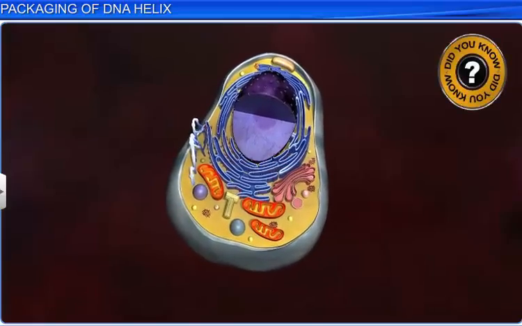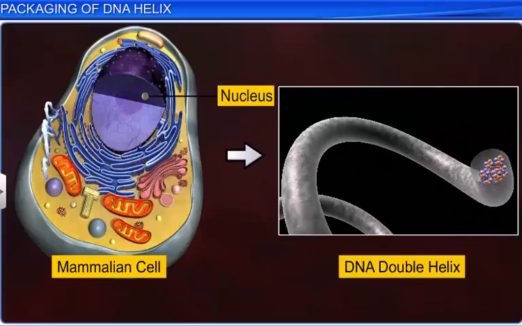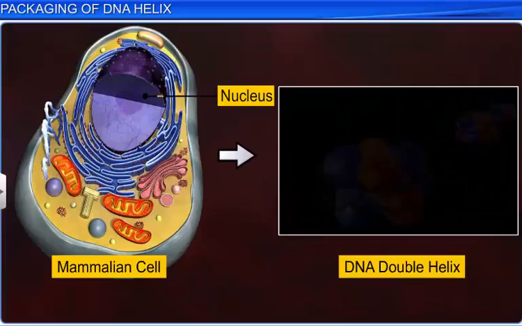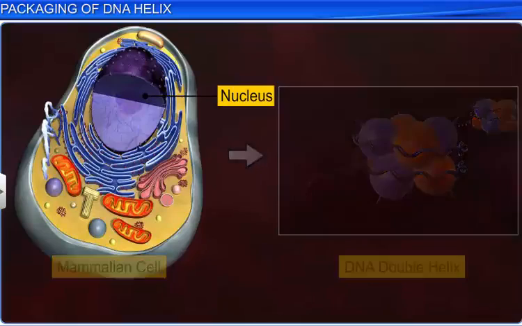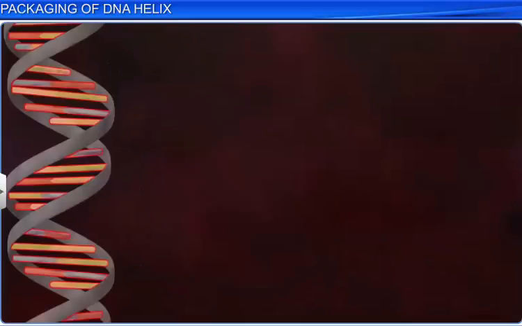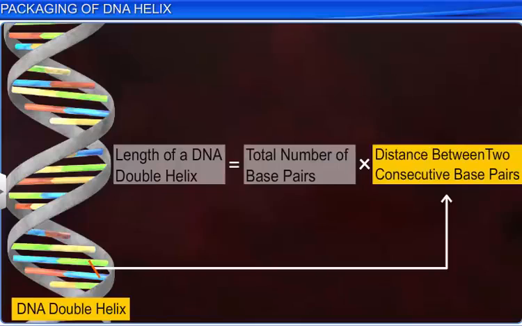Did you know that the length of a DNA or deoxyribonucleic acid double helix in a typical mammalian cell is about 2.2 meters? This length is obtained by multiplying the total number of base pairs present in the DNA double helix with the distance between two consecutive base pairs.